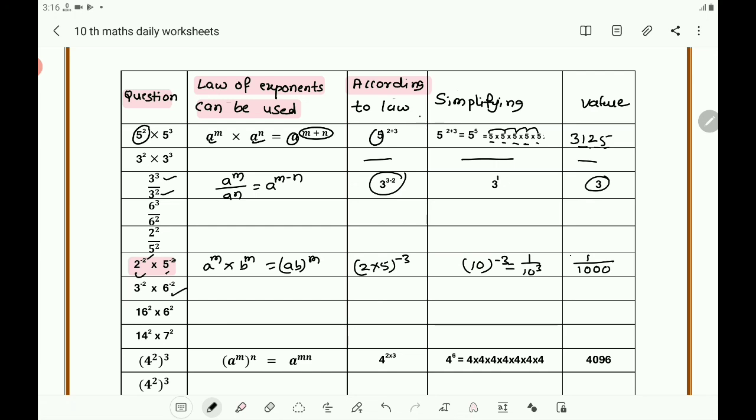Similarly, apply the same law. Then 16 power 2 into 6 power 2. Also apply the same law here. Then the same law you have to apply.